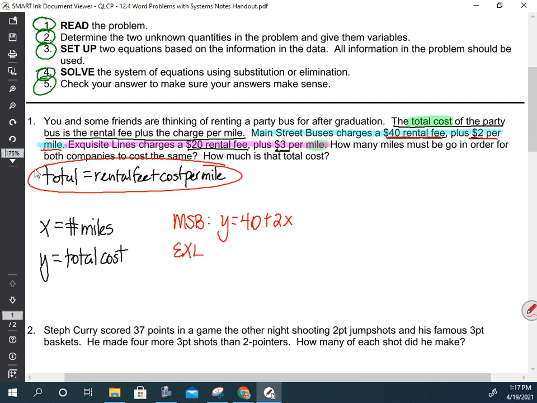For exquisite lines, we use a similar setup. $20 rental fee plus $3 per mile. 20 plus 3x. So you've got your equations. Any places where you're stuck before we move to the solving stage?